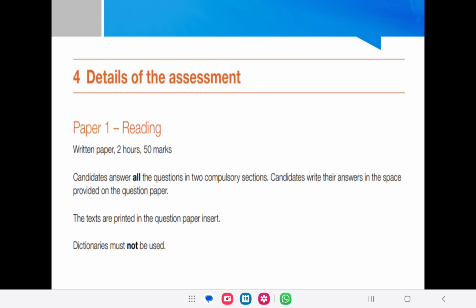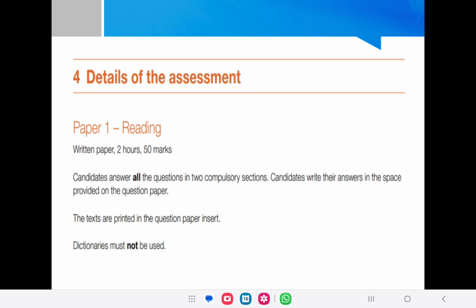Paper 1 reading, that is a written paper, time is 2 hours and marks are 50. You are aware of all these things. Basically, this is a series in which we are discussing the syllabus, and the purpose of this series is that we are going to make it work out for our new class that is going to join soon.